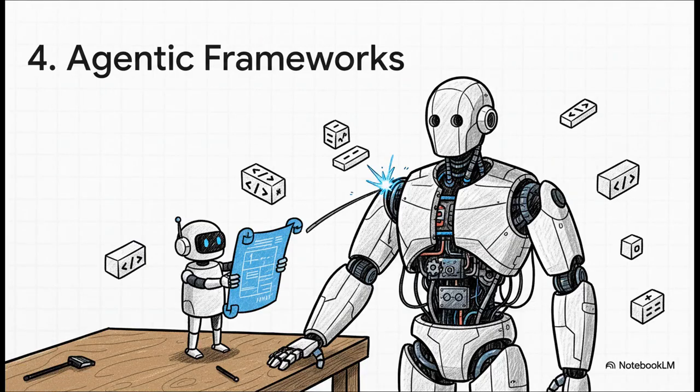And finally, we get to the most advanced species, the ones built with agentic frameworks. This is for the serious developers out there. These are software toolkits, basically libraries of code, for when you need to create something totally custom and have complete control over every single part of the agent's anatomy.